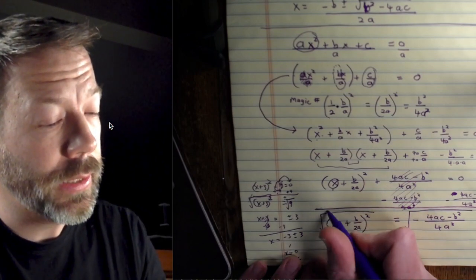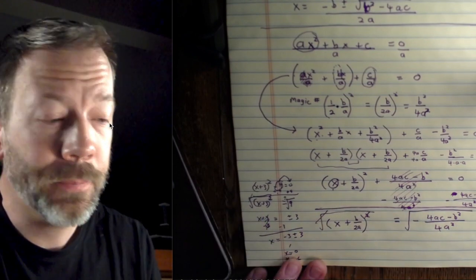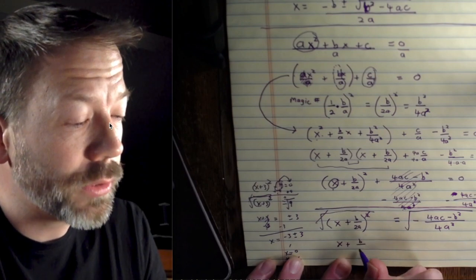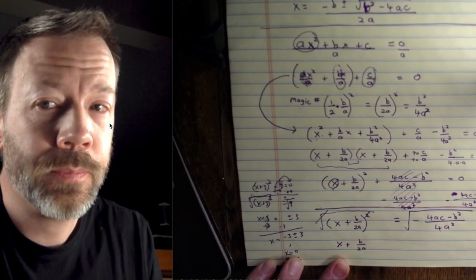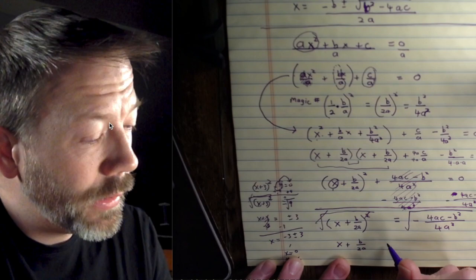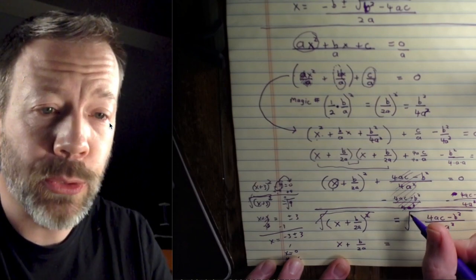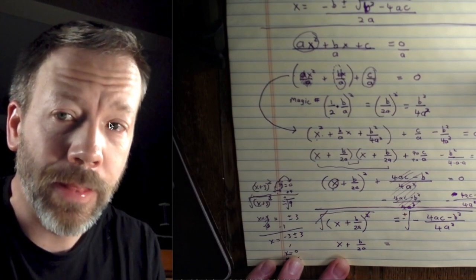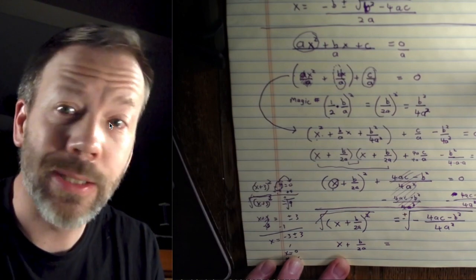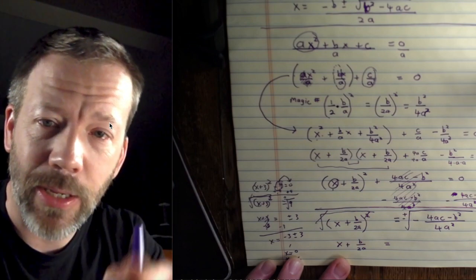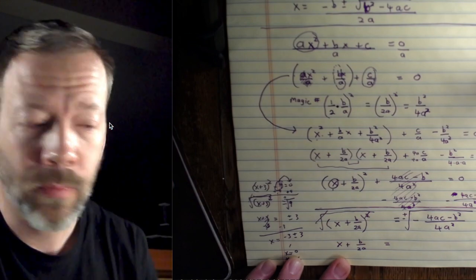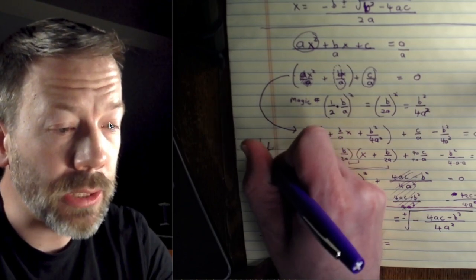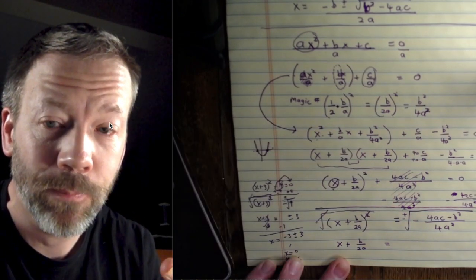This square and this square root cancel just like they did over here, and I get x plus b over 2a equals, and don't forget when you take the square root of both sides, you should definitely put a plus or minus because there's going to be 2 answers. That's related to the fact that we're finding the x-intercepts, and usually when you have a parabola, it crosses the x-axis in 2 spots.